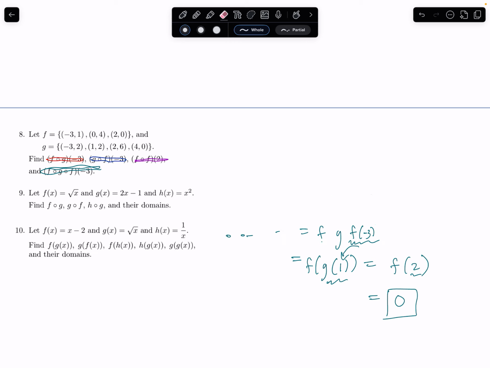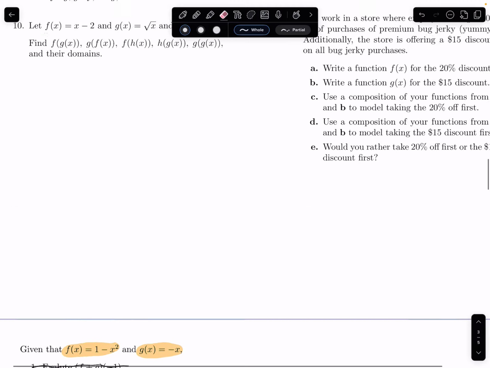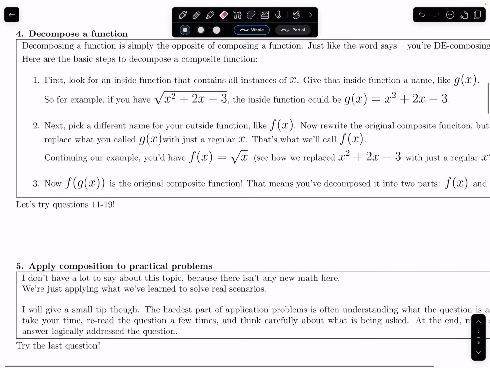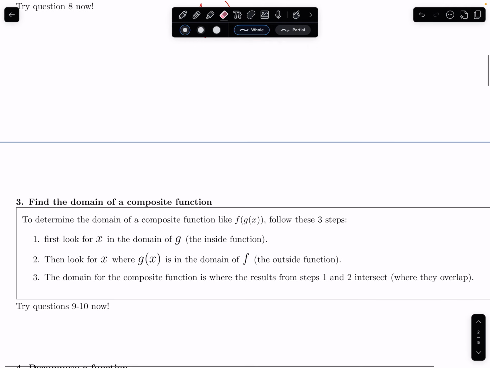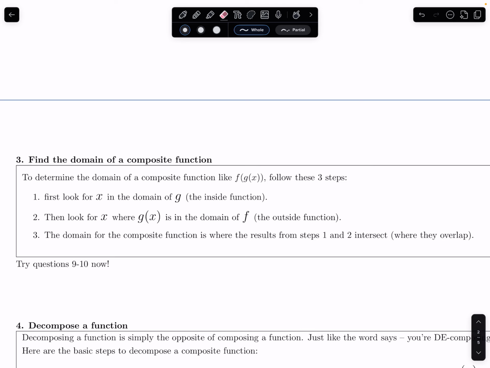That was all question number 8 just now. Now back to the notes. Okay, so we did topic numbers 1 and 2. On to topic number 3. Find the domain of a composite function.